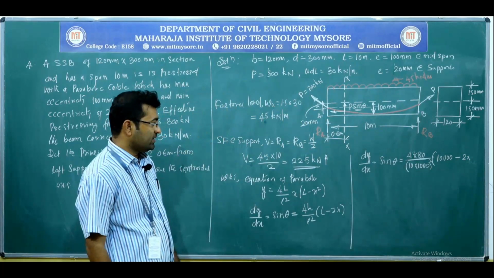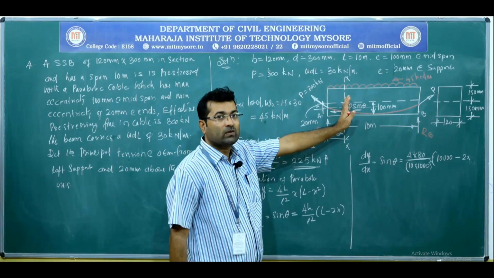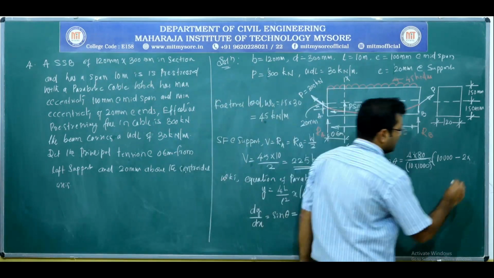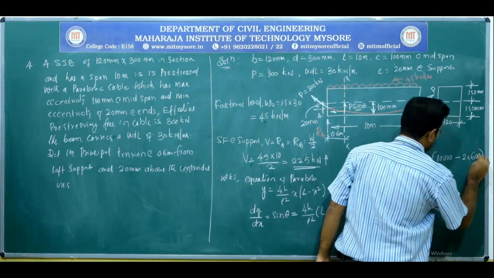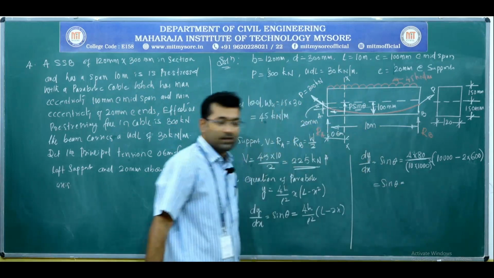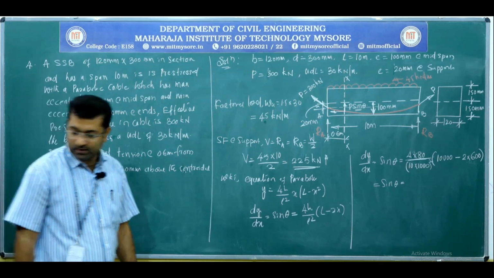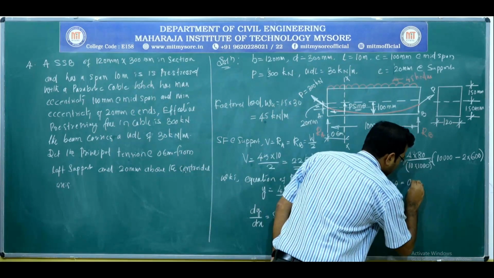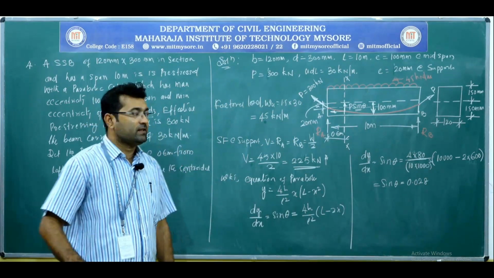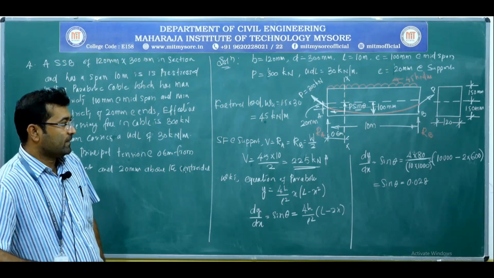What is x here? X is the point where you are interested in calculating the shear stress. So that is the distance of 0.6 meter. That is, it is 600 millimeter. So if I calculate this, I will get sin theta as 0.028. So that is the slope of the cable at 0.6 meter from the left support. Okay.